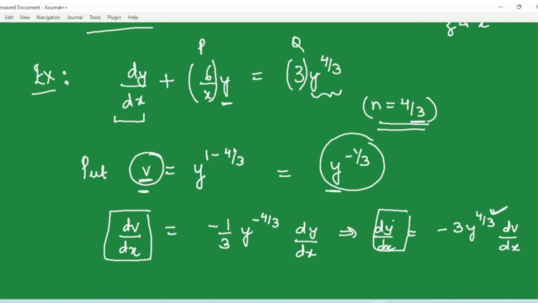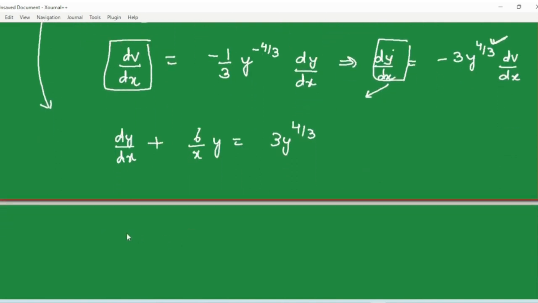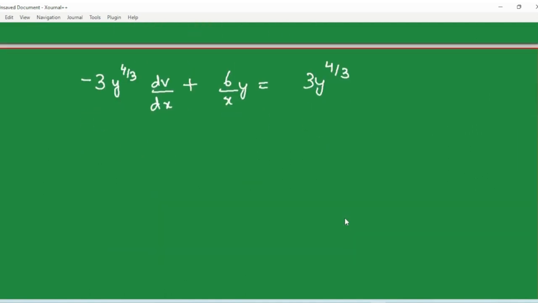So when I substitute in the given differential equation, the given differential equation is dy by dx plus 6 by x y equal to 3y to power 4 by 3. Let's substitute this value of dy by dx here and simplify it a little bit. It takes the form dy by dx gets replaced by minus 3y to power 4 by 3 dv by dx. Rest I am copying as it is for now. So this is what the differential equation becomes.